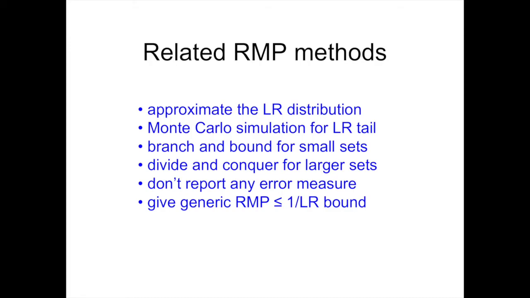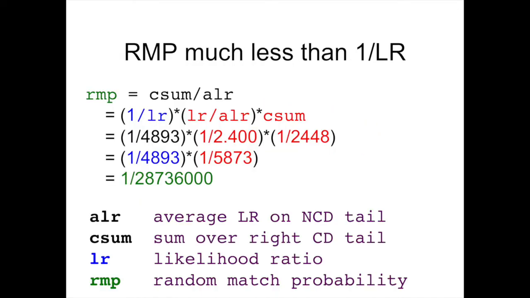Some people advise don't ever report an error measure. Other people prefer to always give the error estimate as equal to 1 over the LR. Okay, that's an approach, but it could be helpful to a trier of fact. In this case, the RMP is much less than 1 over the LR. Let's see why. If you want the details of the math and these integrals, look at the paper.